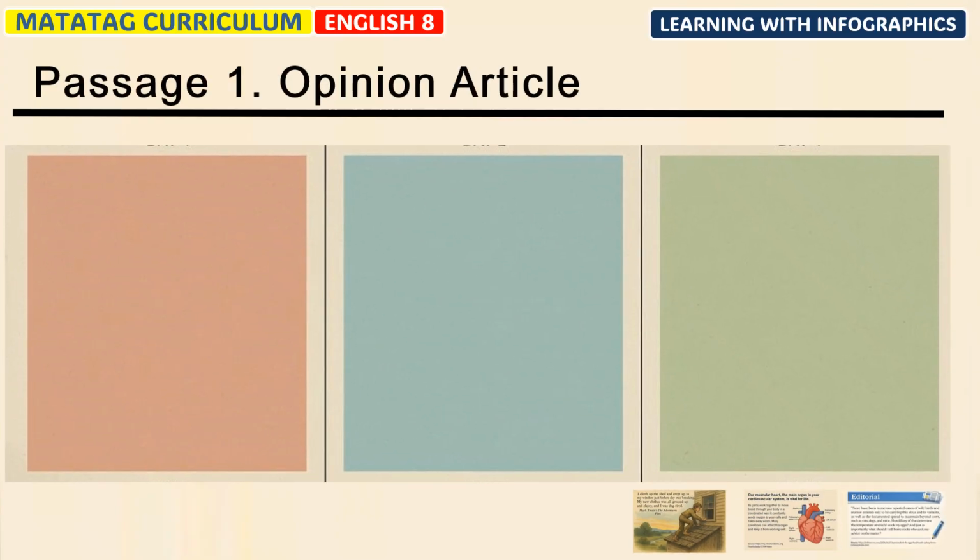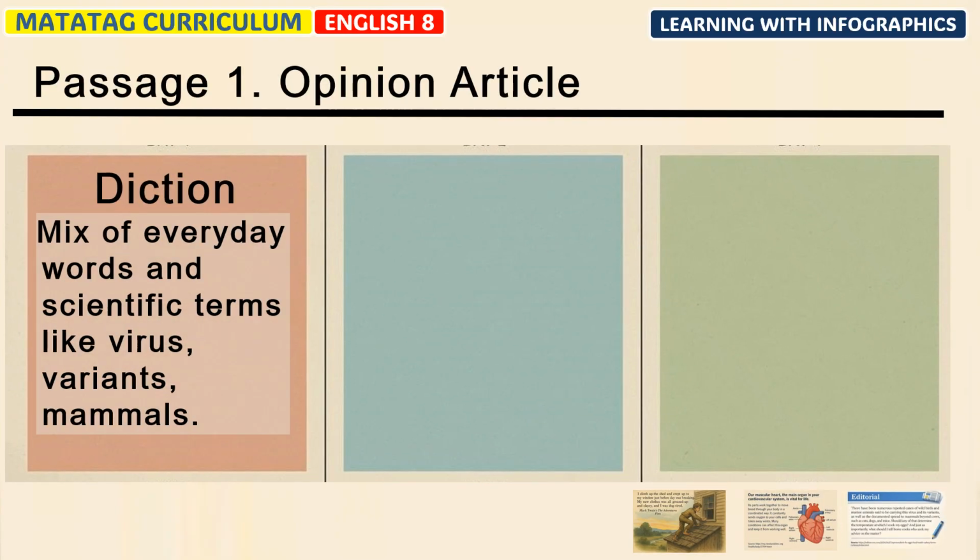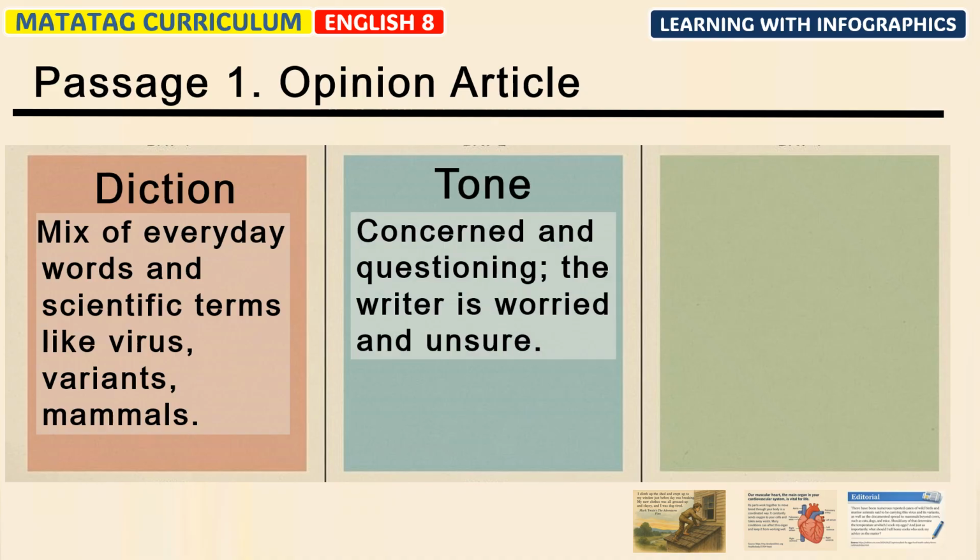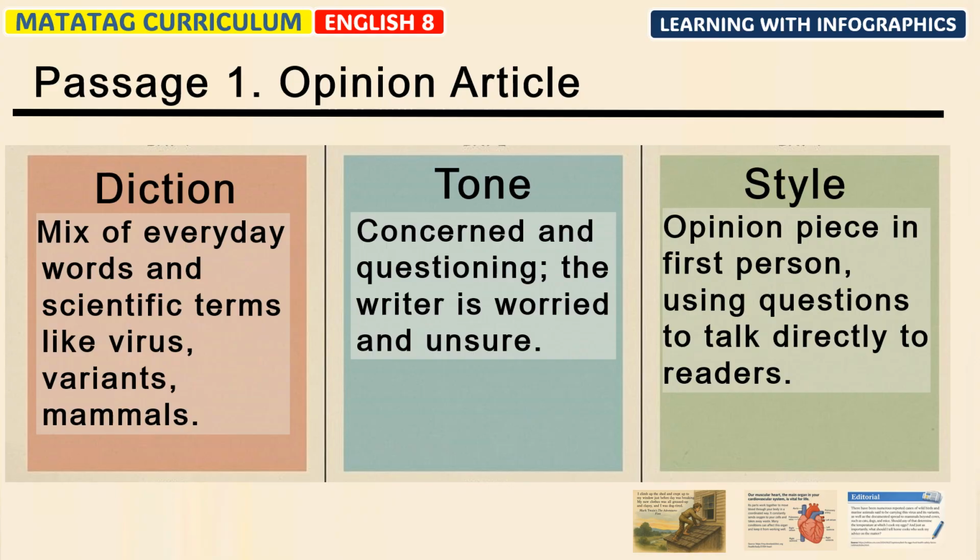In this passage, the diction is a mix of everyday words and scientific terms like virus, variants, and mammals. The tone is concerned and questioning, the writer is worried and unsure, and the style is in first person, using questions to talk directly to readers.